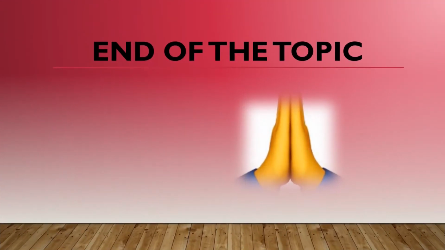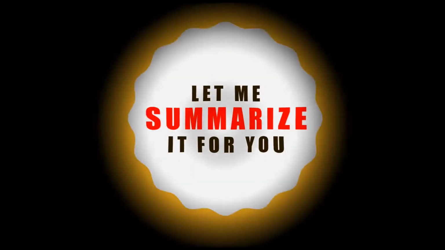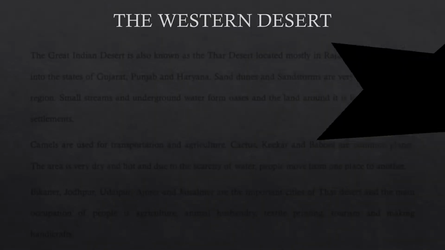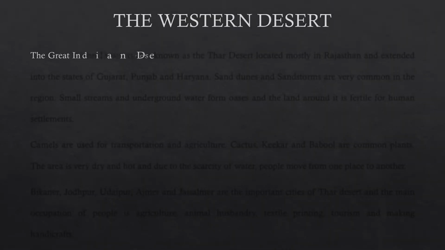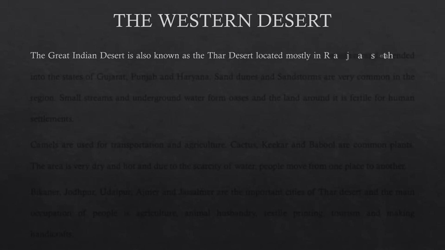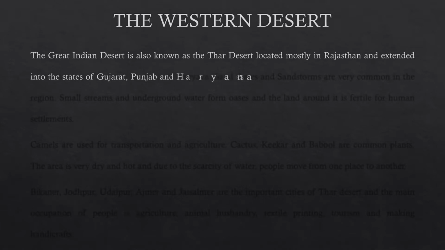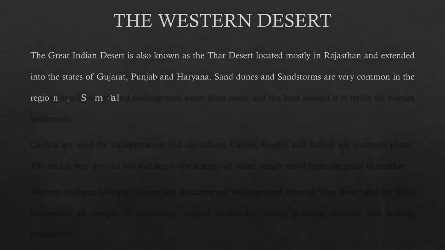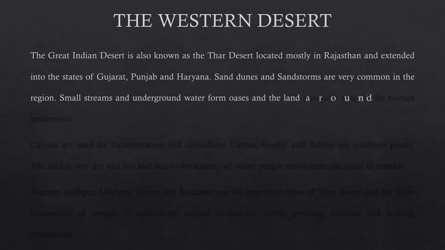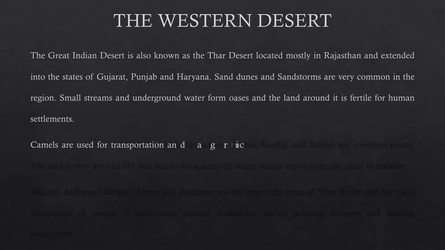So, this is the end of the topic. Let me summarize it for you. The Great Indian Desert is also known as the Thar Desert, located mostly in Rajasthan and extended into the states of Gujarat, Punjab and Haryana. Sand dunes and sandstorms are very common in the region. Small streams and underground water form oases and the land around it is fertile for human settlements.